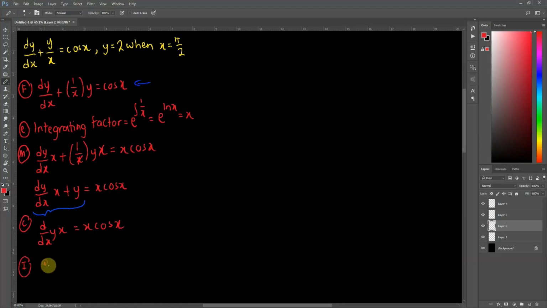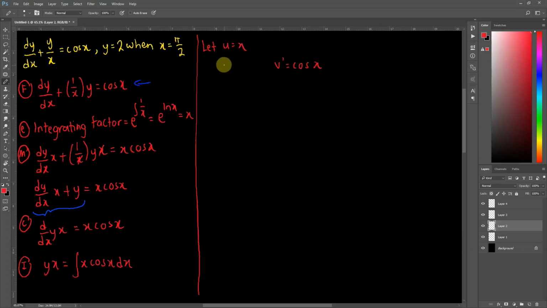Last step is we integrate. Integrate what? How to integrate? First put yx and then put dx to the right side, so x cos x dx. So like that. Okay. So to integrate x cos x, we have to use by parts. So I will let u be x and then v prime be cos x. So my u prime, differentiate x, is 1. My v, integrate cos, is sine x.